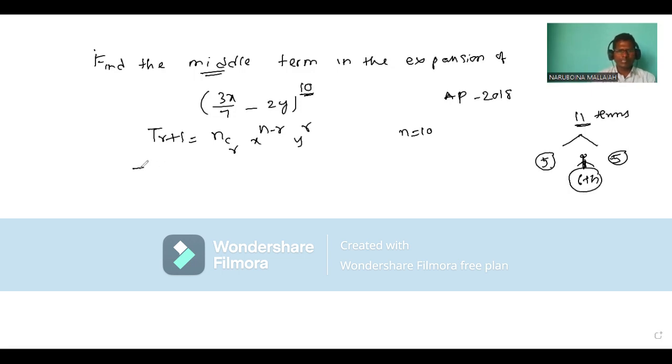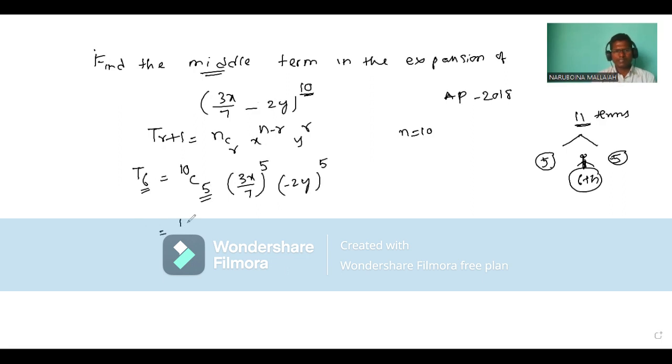So the sixth term T6 can be written as, here n is 10, r value is 5, we have to reduce this by 1. So 10C5. Write first term 3x by 7. Next second term with its symbol, don't forget the symbol, minus 2y. Put bracket. First term, second term. After that, subtract this 5 from 10. 10 minus 5, that is 5. Write this power here.